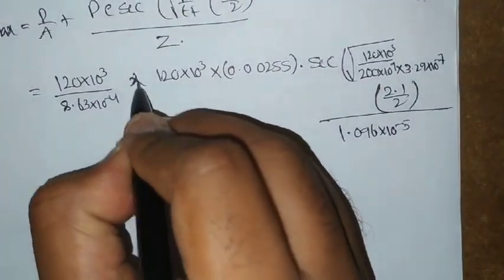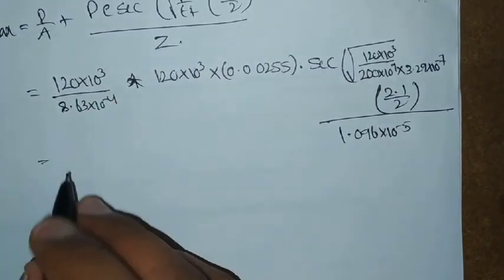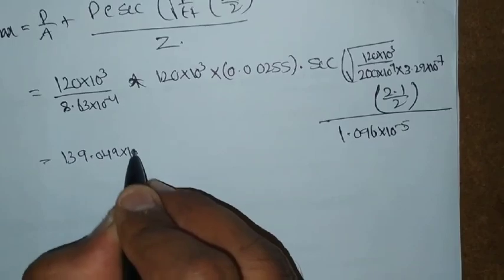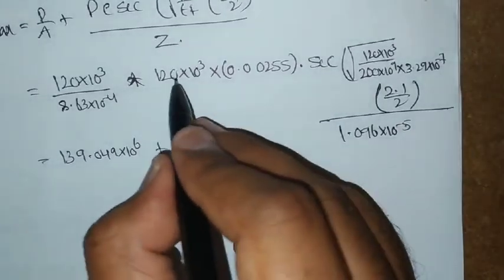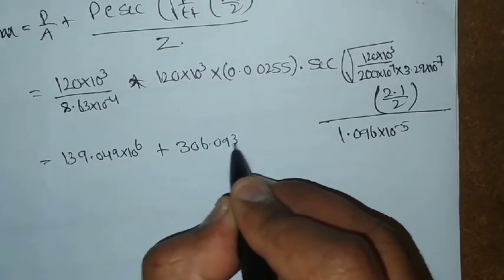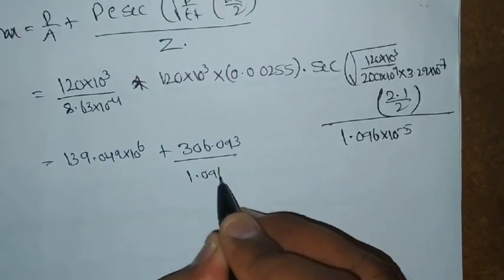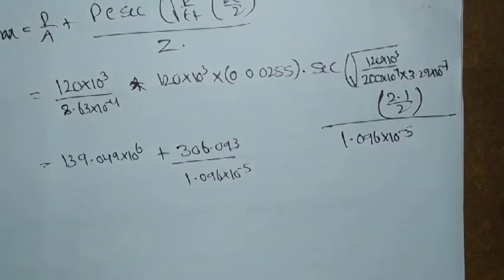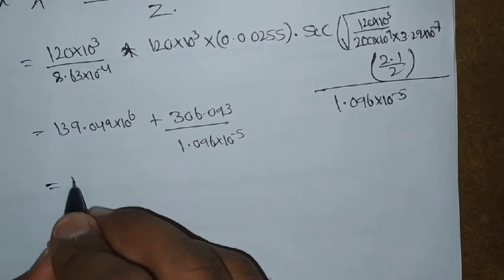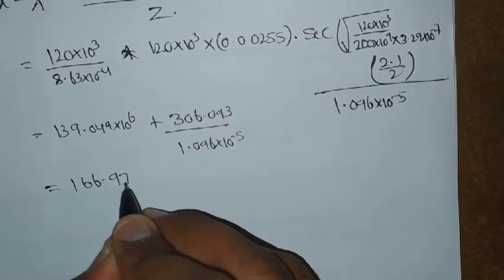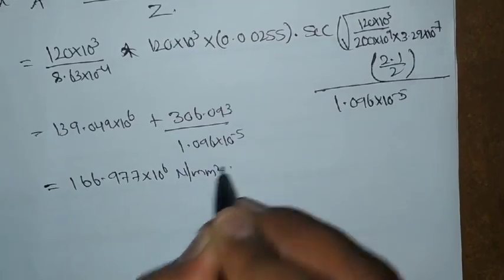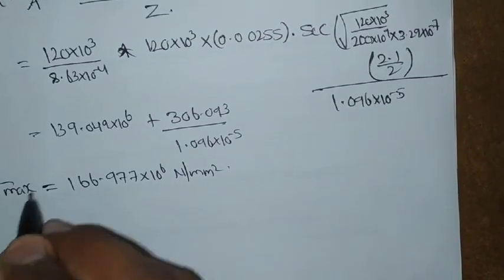If I multiply this equation, we will get the value as 139.049 into 10 to the power of 6 plus the total numerator 306.093 divided by 1.096 into 10 to the power of minus 5. By calculating the total equation, we will get the final result as 169.977 into 10 to the power of 6 Newton per mm square. So this is sigma max.